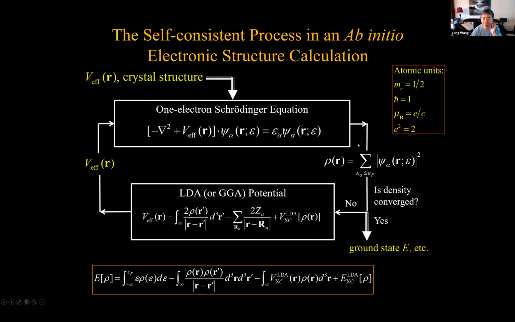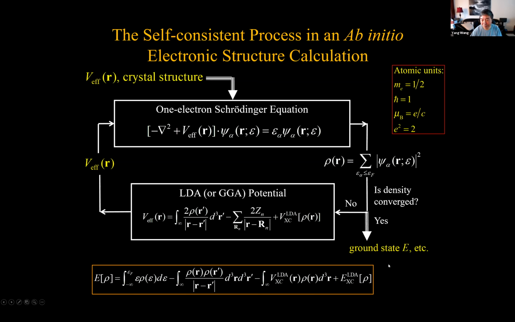By solving this equation, we construct the charge density, electron density, and then we check whether this density, compared with the previous iteration, has converged or not. If not, we construct a new LDA or GGA potential, and then feed it back into this KKR-CPA equation and solve it iteratively until it reaches convergence.